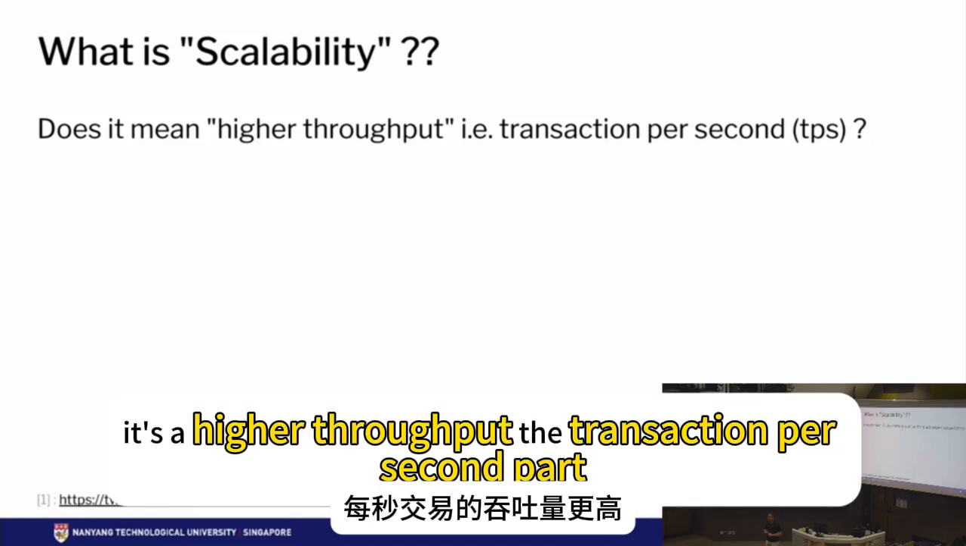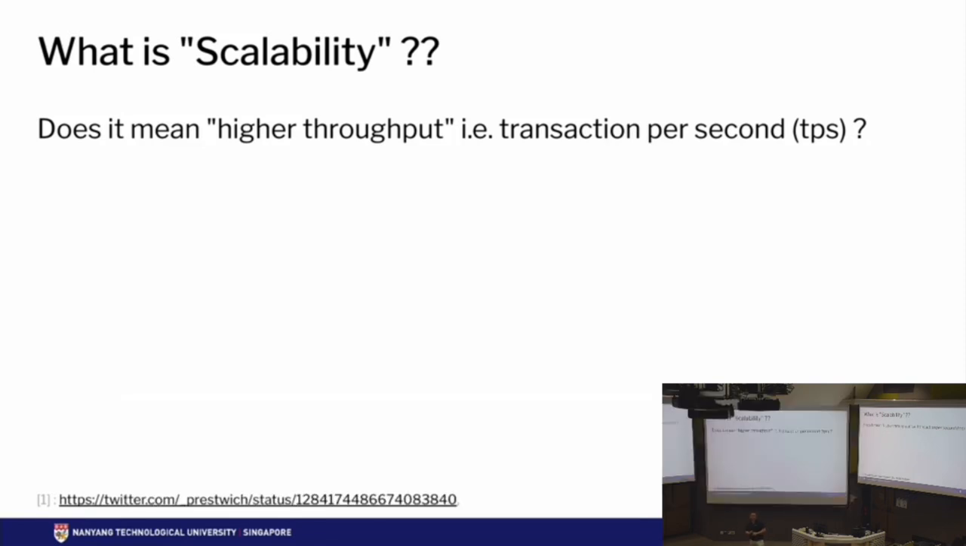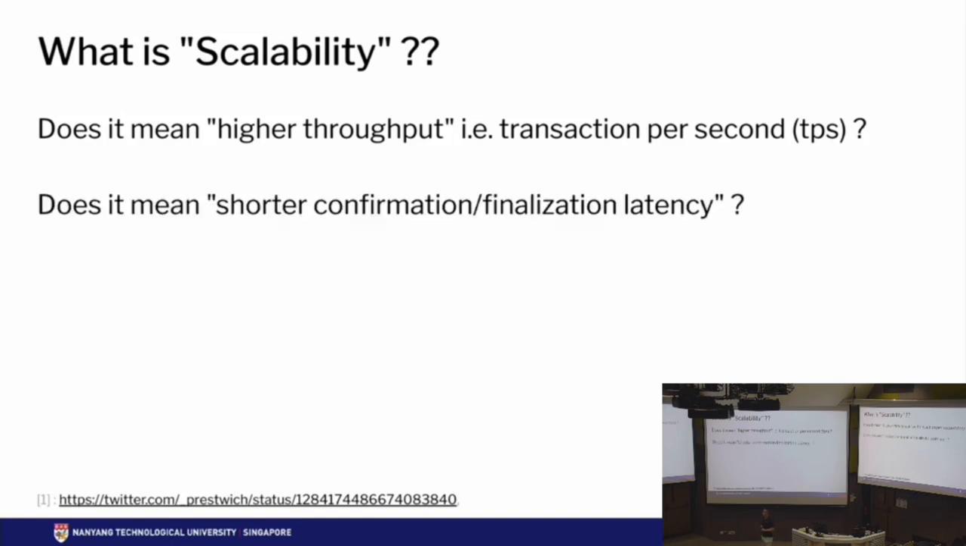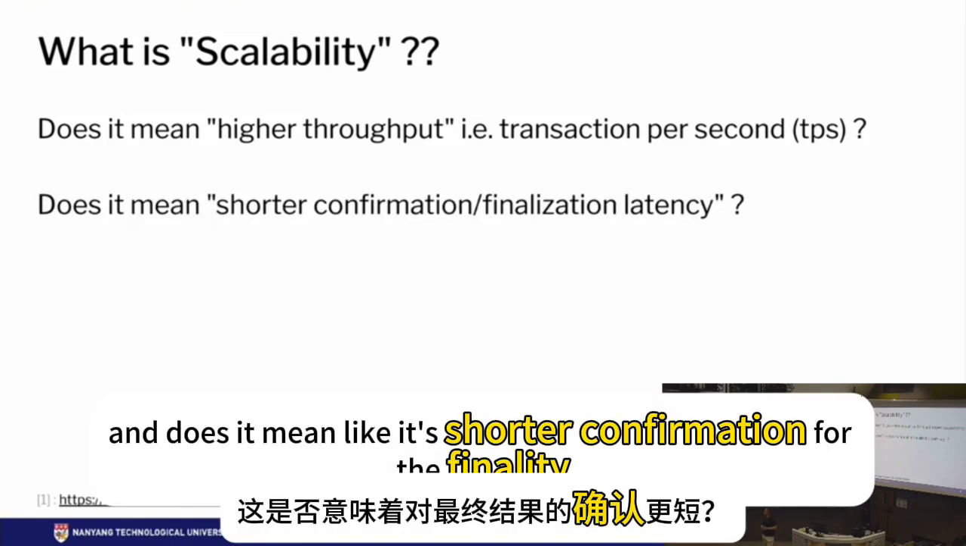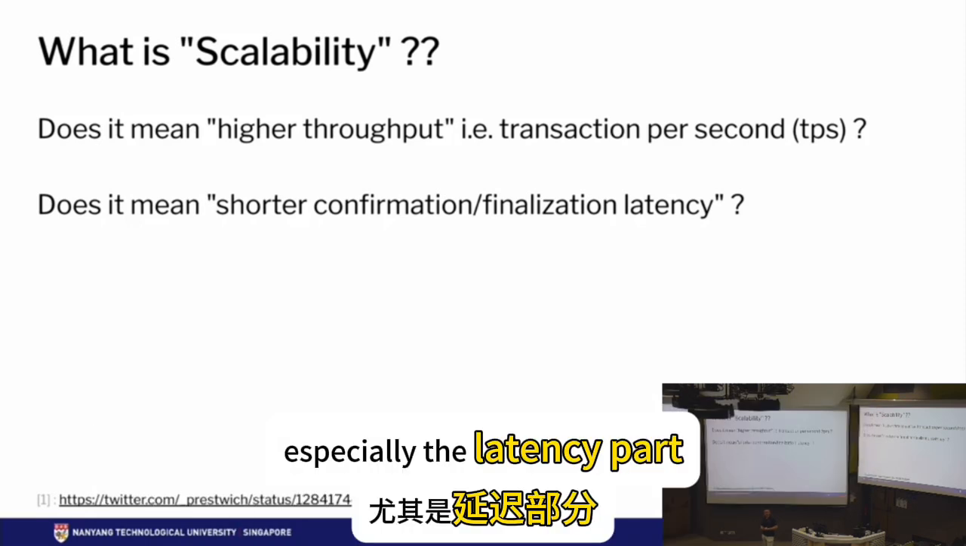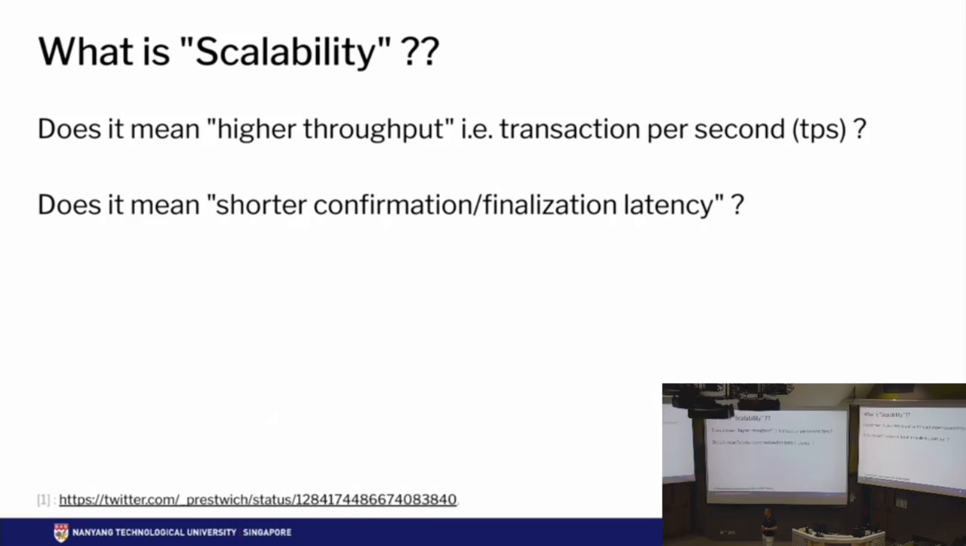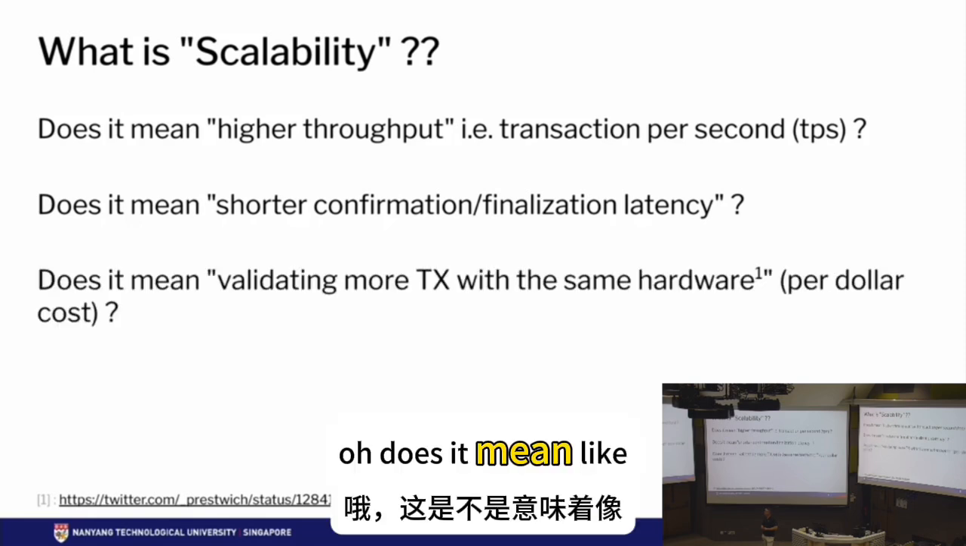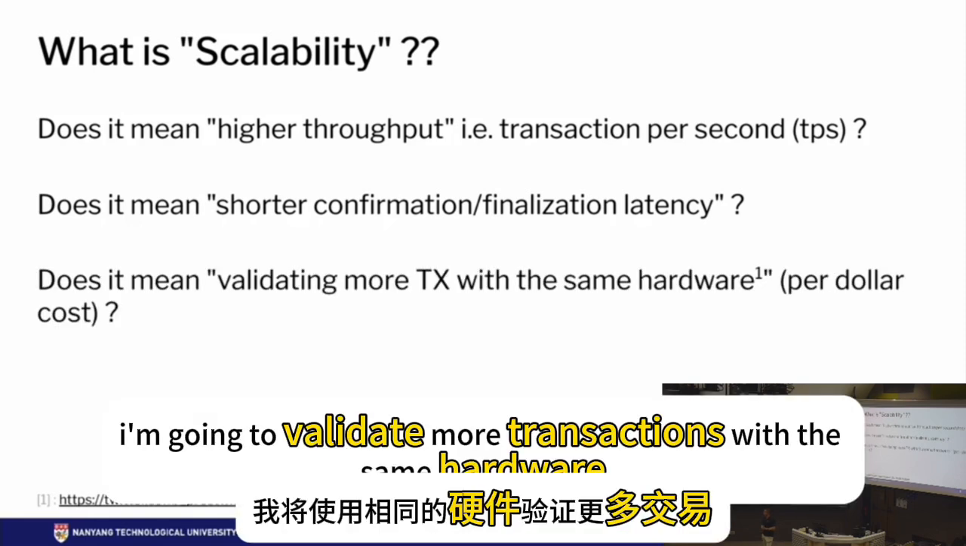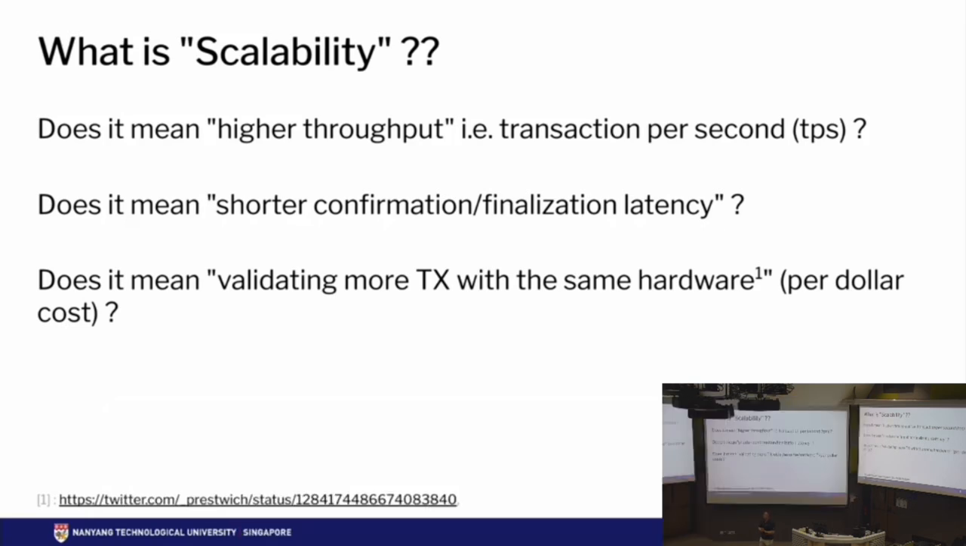Does it mean higher throughput, the transactions per second part? And does it mean shorter confirmation time for finality, especially the latency part? Or does it mean I'm going to validate more transactions with the same hardware?